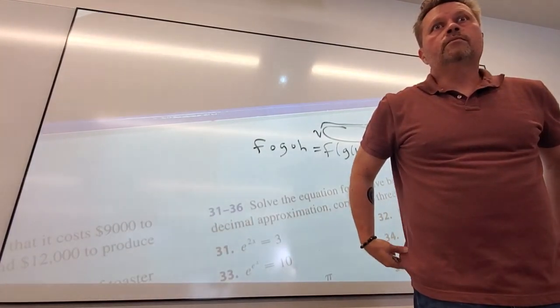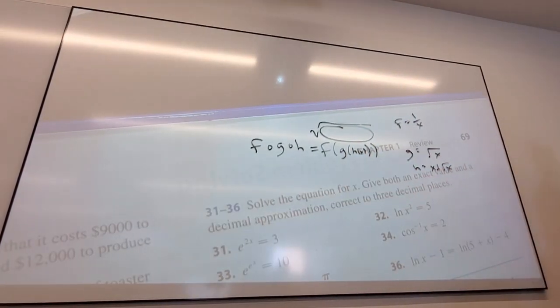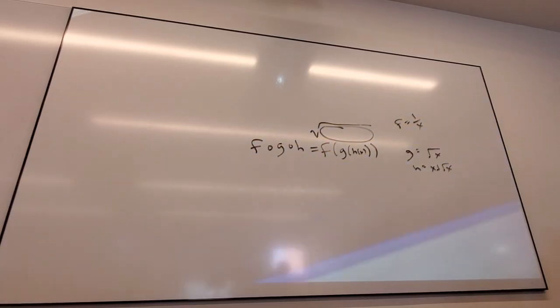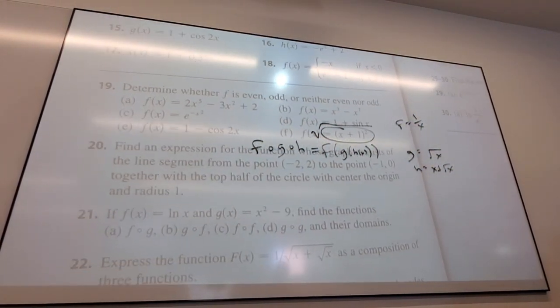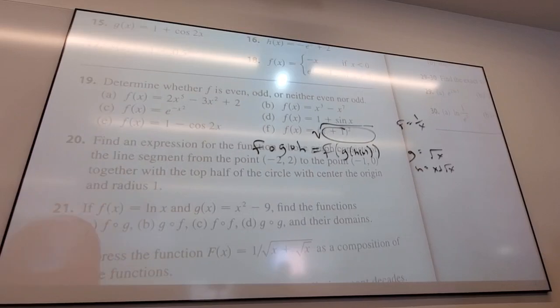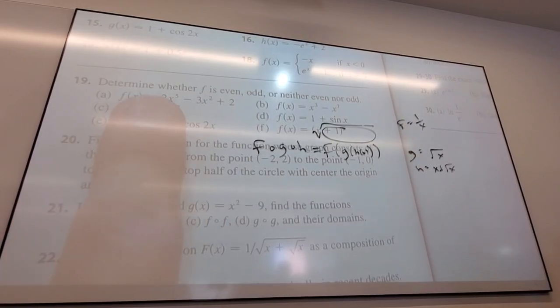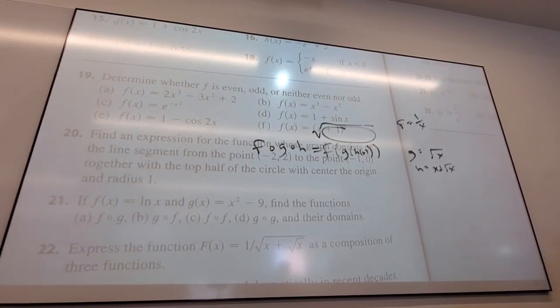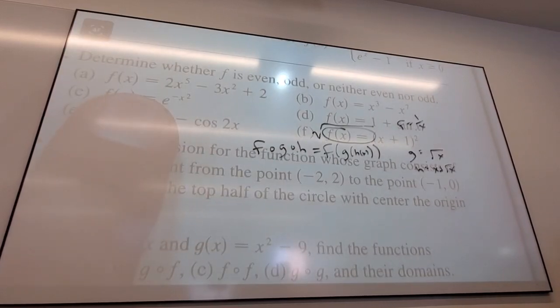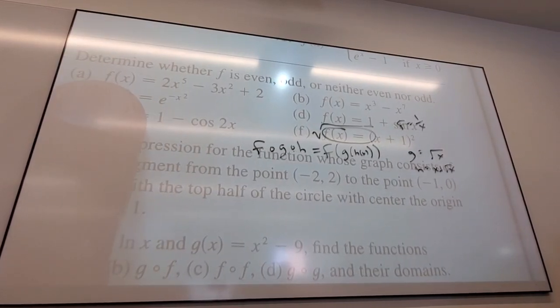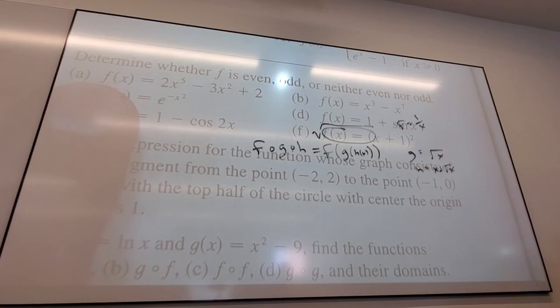So for 19, when it's asking even, odd, or neither, do we have to put f of minus x? Yes, good. The test for even or odd symmetry is to put a negative x in. That's the whole idea.